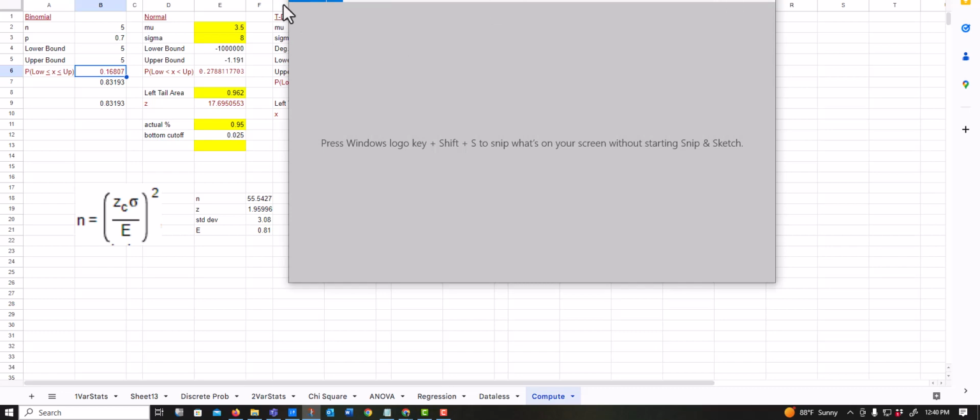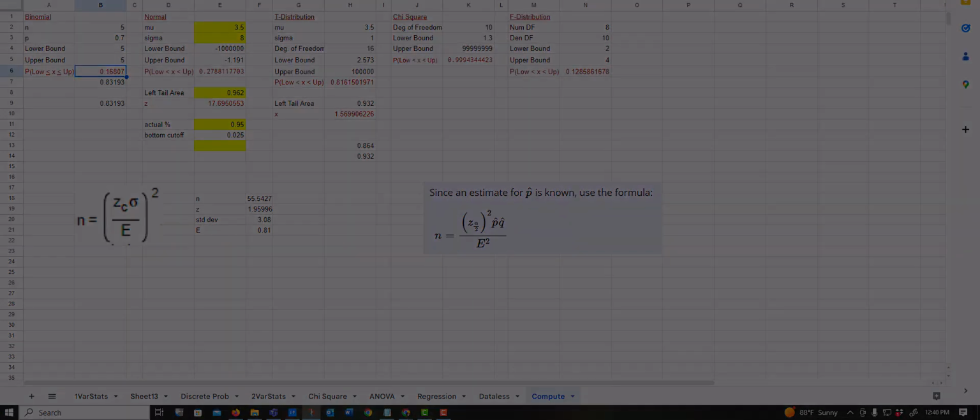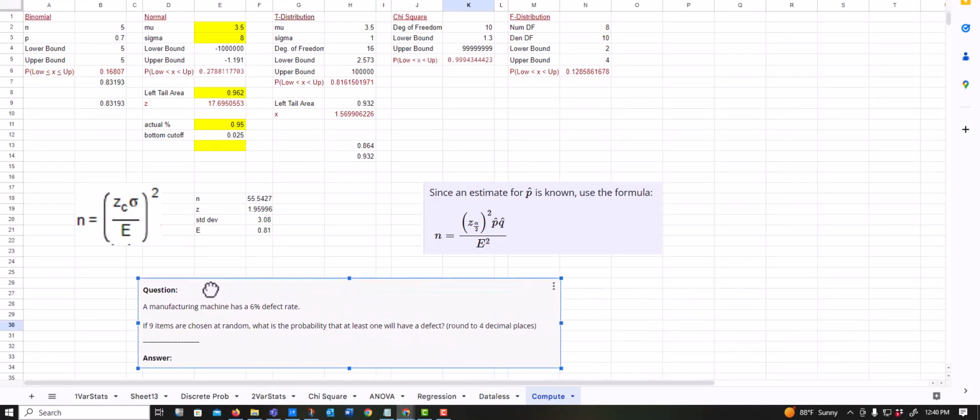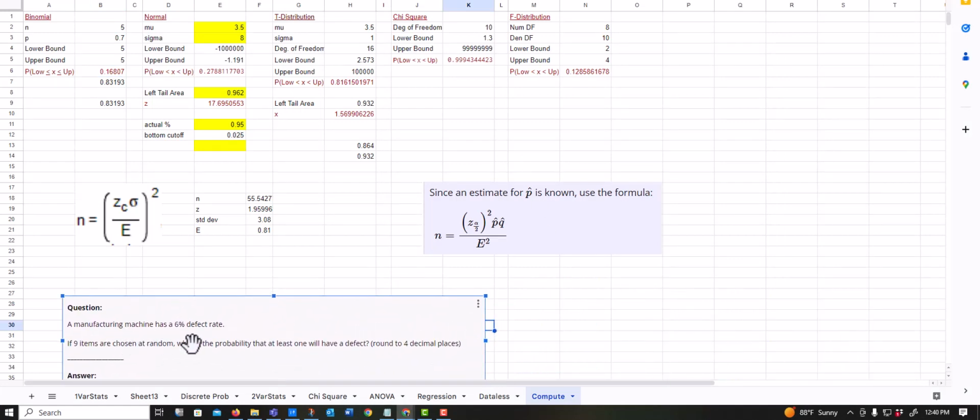I'm going to grab something real quick right here. And so if I had something that looks like this, it says a manufacturing machine has a 6% defect rate. Well, I know the probability, and it's always funny because we say the probability of success, but what we're looking for is the success will at least have one defect. All right, it says 9 items, so that is my sample size. What is the probability of at least 1?